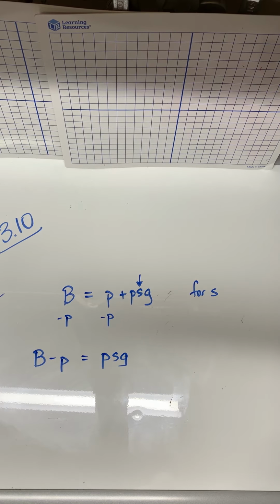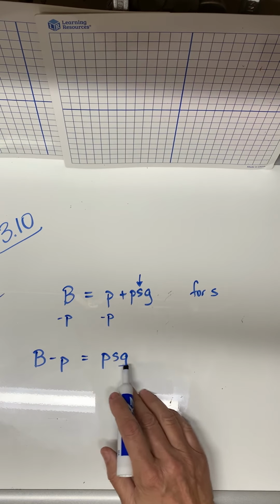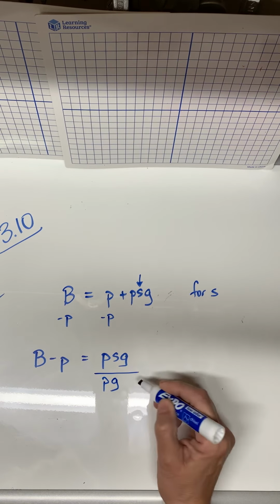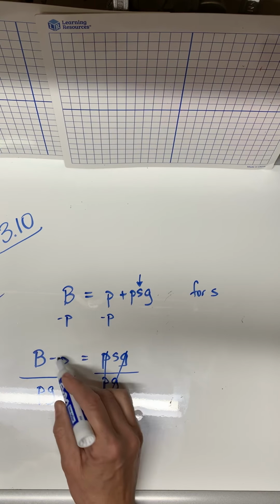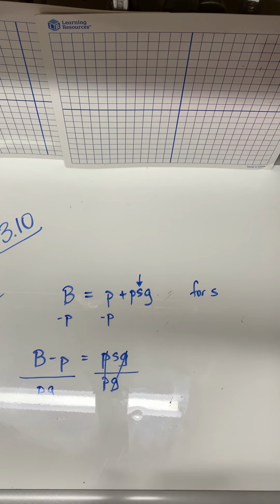And most of you probably can see the last step here. Since S is connected to P and G with multiplication, I would divide by both P and G and do the same thing on this side. And so this would be my answer, B minus P over PG.